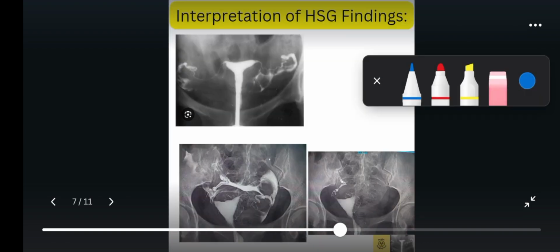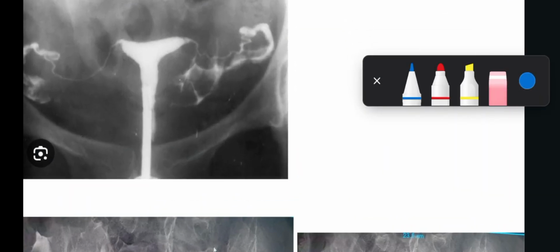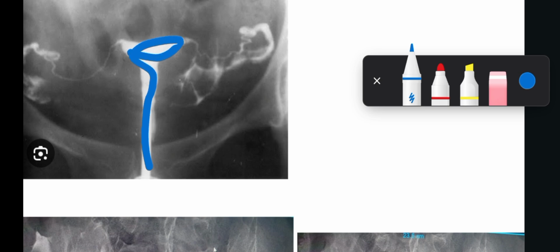This is the first image I want us to take a look at. It's similar to the image I explained before. This is a normal HSG image. The tubes are well outlined. This is the cervix, this is the inside of the womb. Now you see this small tiny line. That is the tube. Then it reaches here. This is the end. Then we see free flow of the dye outside of the tube.